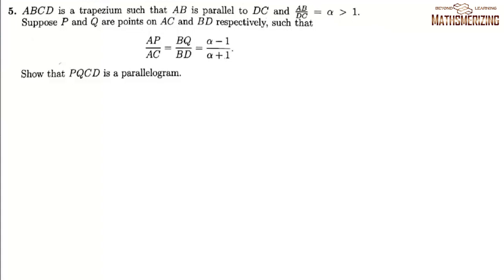And suppose P and Q are points on AC and BD such that AP upon AC equals BQ upon BD equals alpha minus 1 upon alpha plus 1. We need to show that PQCD is a parallelogram. So we consider this ABCD. Now suppose this is A, B, C and D. Now suppose position vector of D is O. So we choose this D as origin. This is C. This is A. And let this be B.